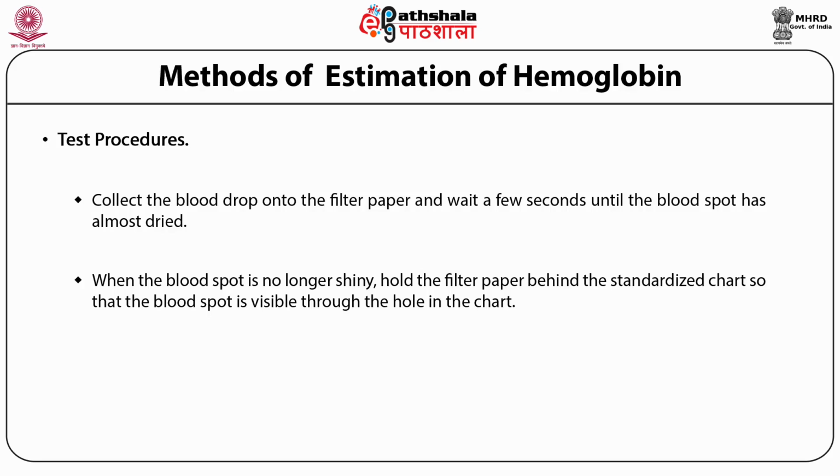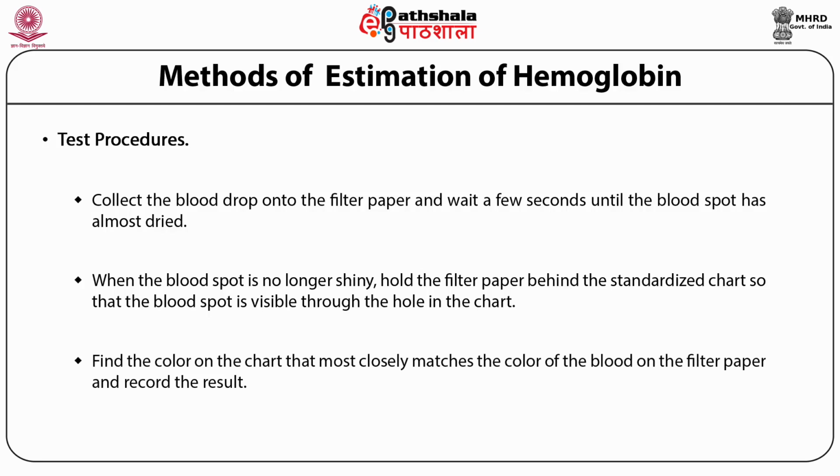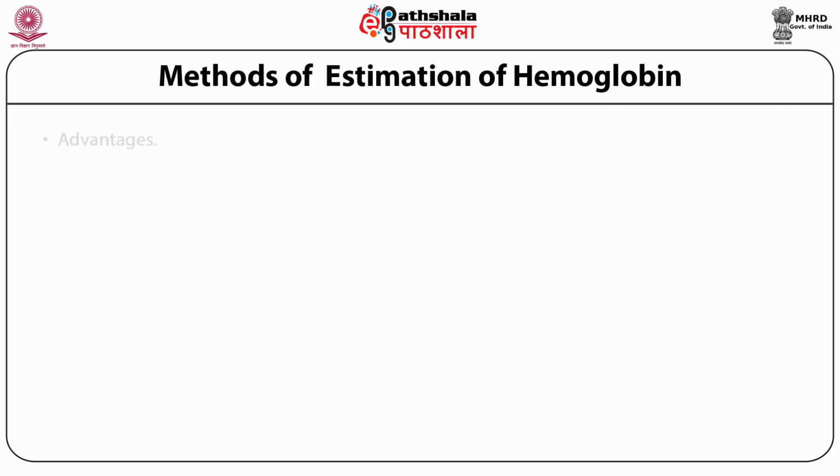After the blood is dropped onto the filter paper, the reading must be performed within 10 to 15 minutes, because the color of the blood spot on the filter paper will continue to darken as it dries. Find the color on the chart that most closely matches the color of the blood on the filter paper and record the result. The advantages of this method are that it is an inexpensive, rapid and simple technique.